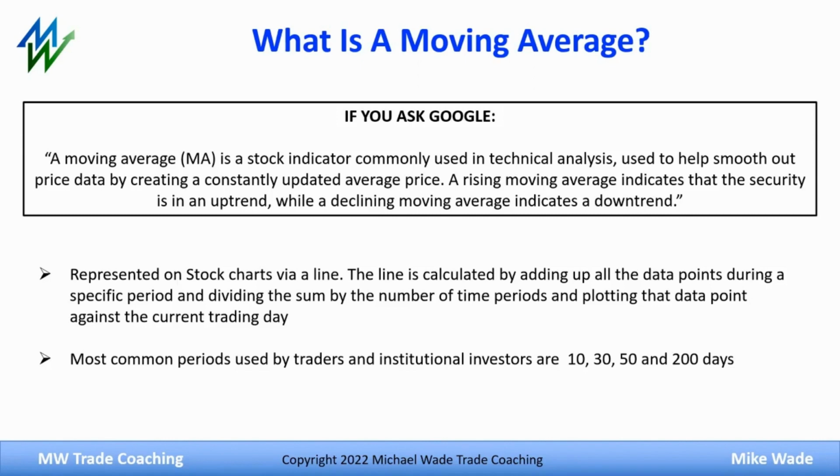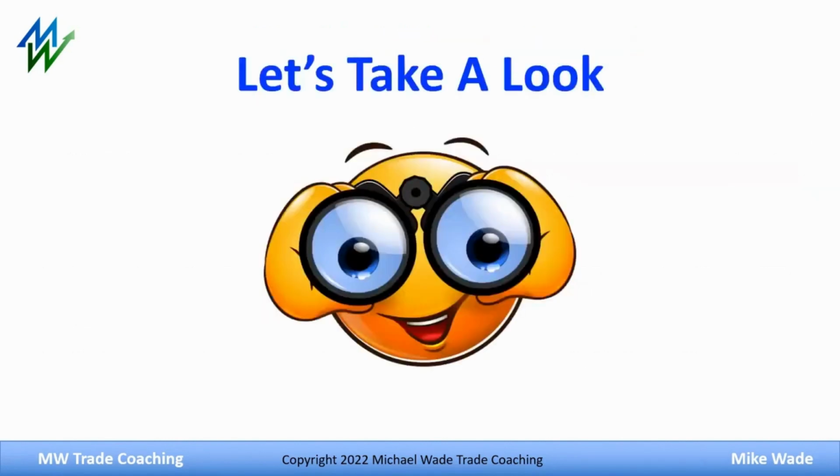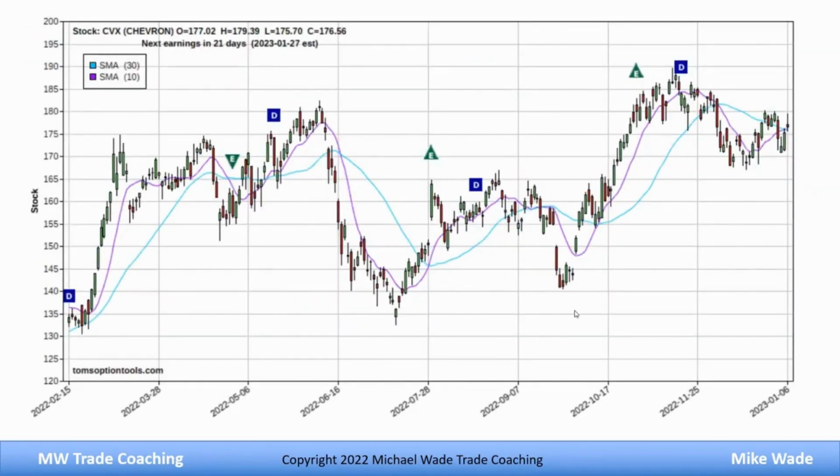So what you'll find is when you get a cross, we're going to take a look now at what these crosses look like. So this is a chart of Chevron, and we can see here that we had a cross. We can see our 10-day, which is represented by our purple line here, crossed below our 30-day. And what happened? If we look, the stock trended down, and then we get a cross up on the other side.